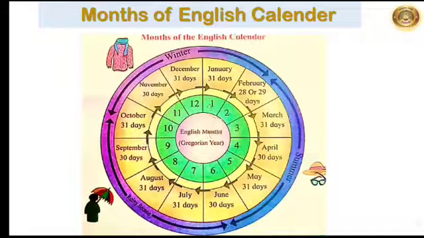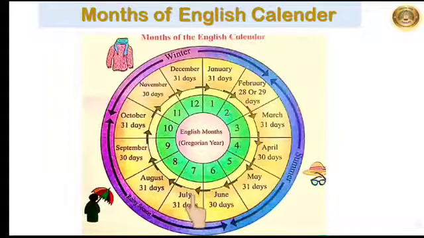The first month of the English calendar is January, that has 31 days. The second month of the English calendar is February, that has 28 or 29 days. The third month of the English calendar is March, that has 31 days. The fourth month is April, that has 30 days. The fifth month is May, that has 31 days. The sixth month is June, that has 30 days.